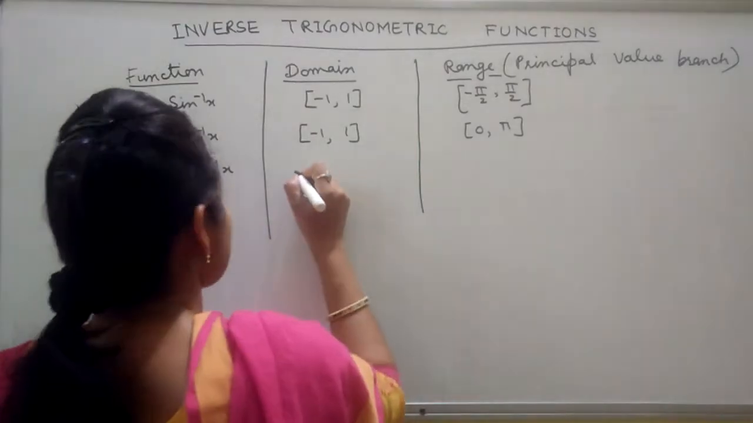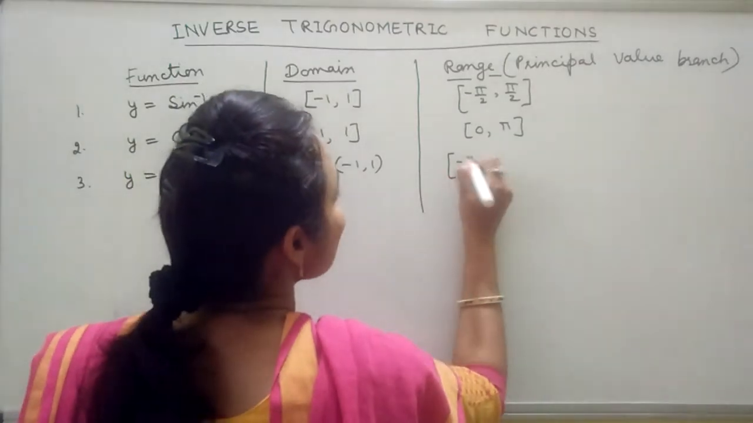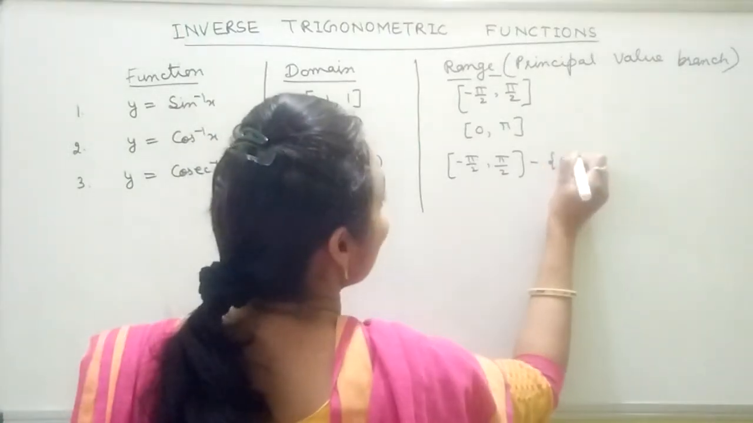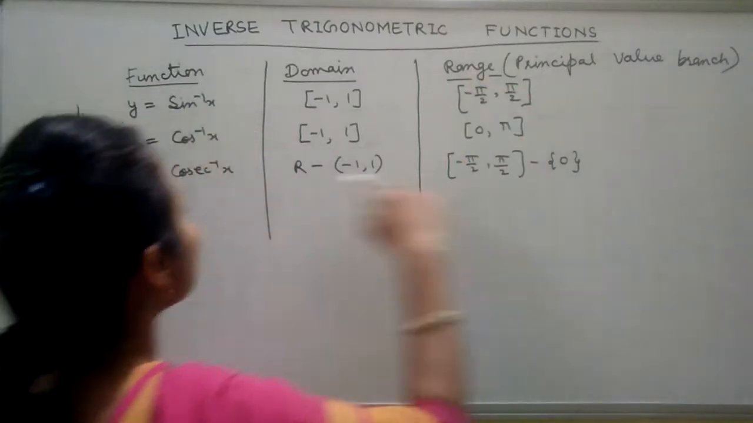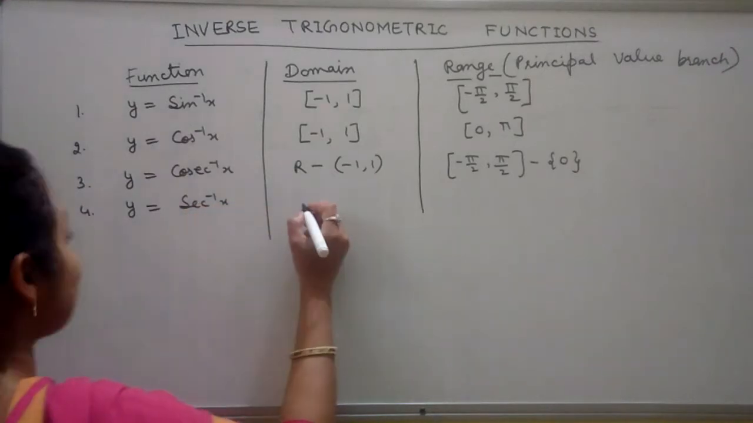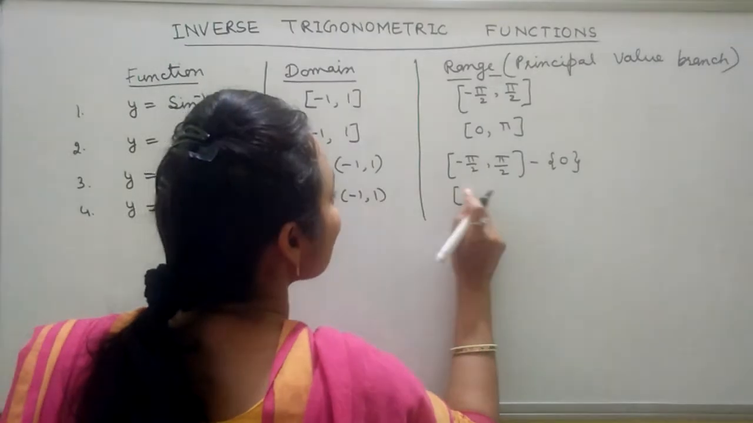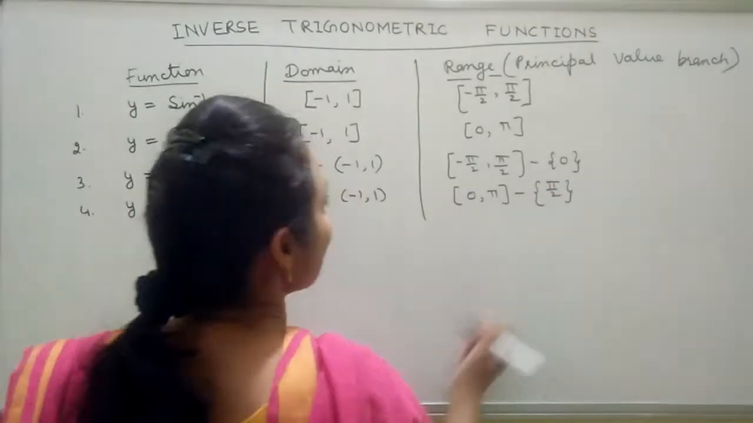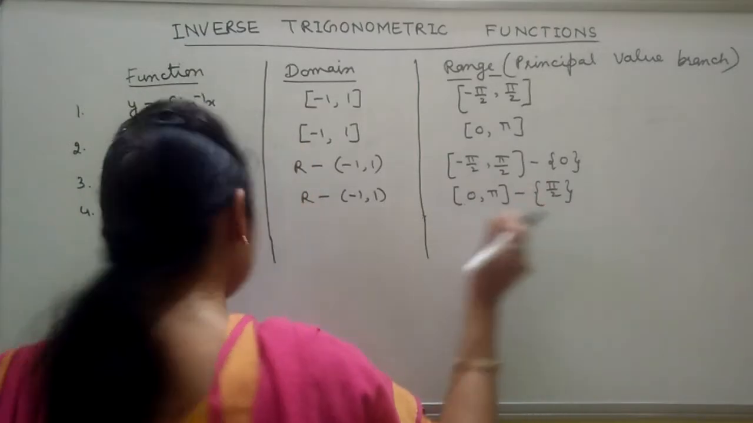The third function is y equals cosecant inverse x. The domain is the set of all real numbers except -1 and 1, and the range is -π/2 to π/2 except 0. You have to exclude this 0 from this interval. This is the range of cosecant inverse. Now come to the secant function. Secant inverse x has the domain of all real numbers except -1 to 1, and the range is 0 to π, excluding π/2 from the interval. You have to take all the elements from 0 to π except π/2.